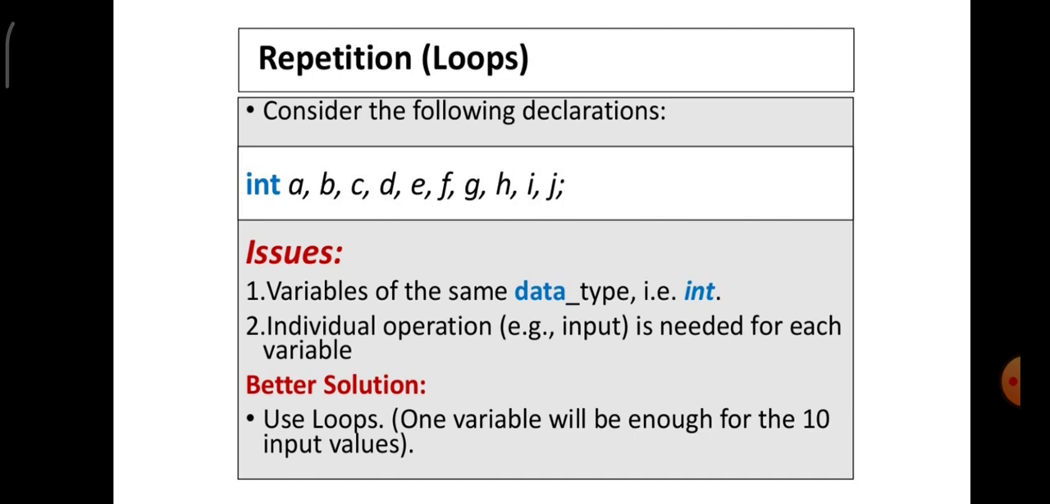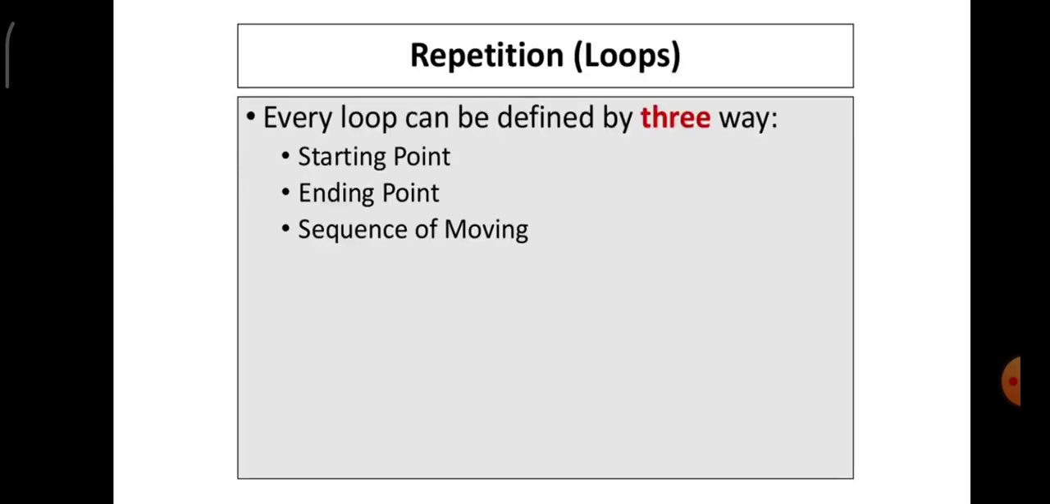But what is the better solution? When you use loops, one variable will be enough for the 10 input variables. So by using only one variable, it will minimize the storage space, and it will also do what we are going to do with the appropriate logic. So that is the advantage of having a repetitive loop statement. I hope this is very clear to you.